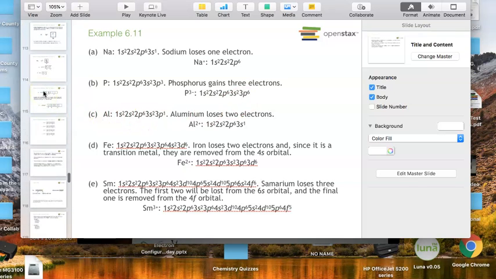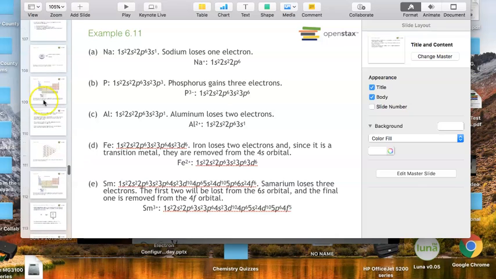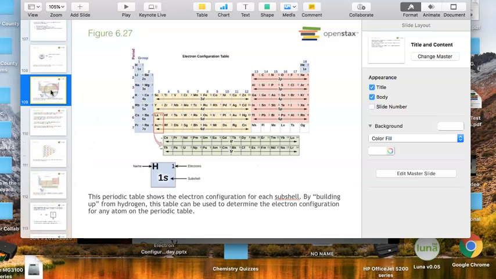Aluminum. Let's see here. To find the electron configuration for aluminum, it's going to be 1s2, 2s2, 2p6, 3s2, and then 3p1.